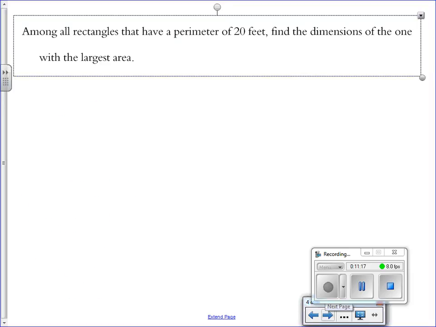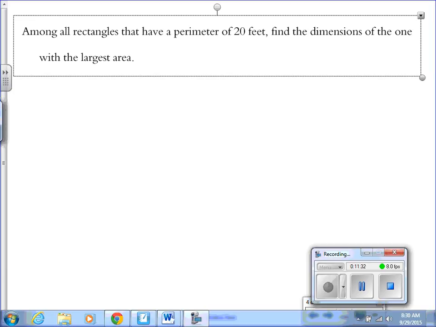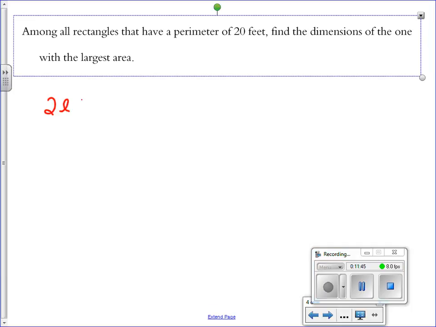Among all rectangles that have a perimeter of 20 feet, find the dimensions of the one with the largest area. Alright, let's talk about this. We know the perimeter is 20 feet, right? How do you find perimeter? Add all the sides. So 2 times the length plus 2 times the width is going to be 20. Yes? Okay.